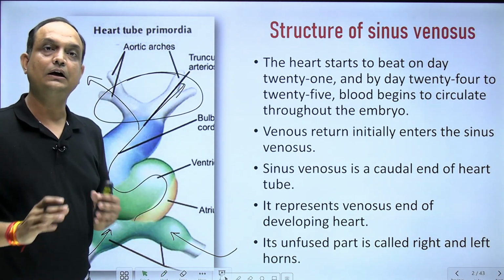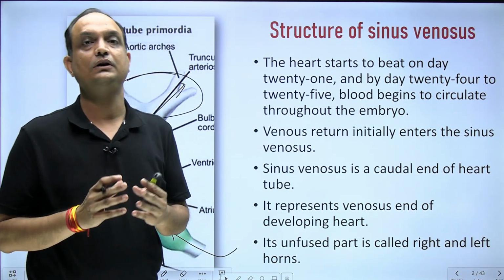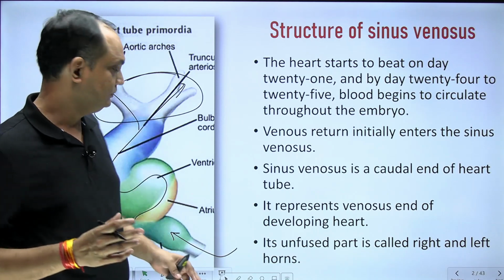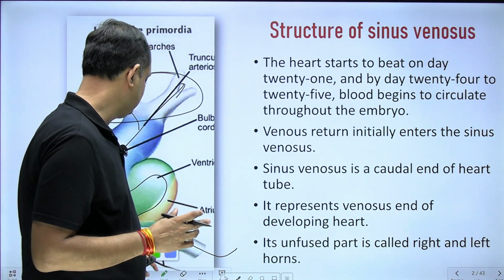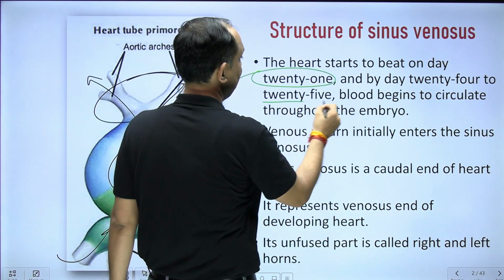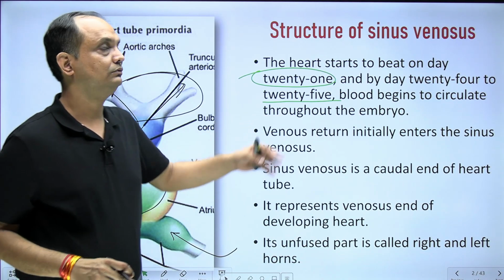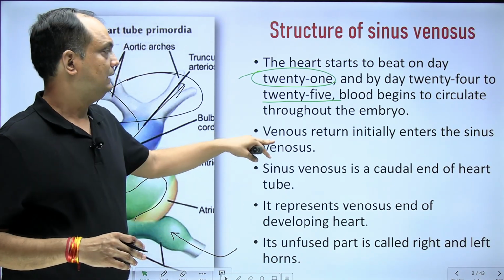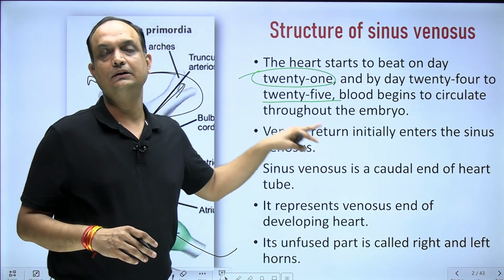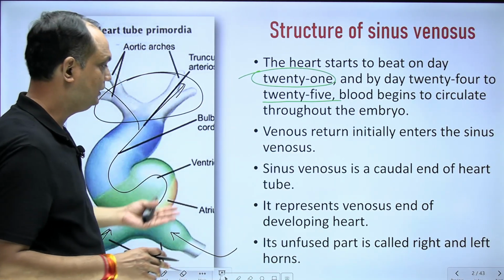Now when we are talking about intraembryonic life, the heart tube is the first organ which starts functioning. So this tube starts beating on the 21st day of intrauterine life, and by the 24th or 25th day the blood starts to circulate throughout the embryo. So initially you know that the sinus venosus is known as the venous end and it is caudally placed.